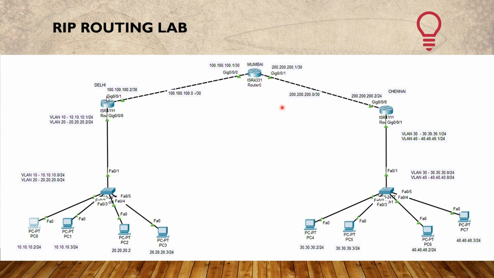And between Chennai and Mumbai we will be using 200.200.200.0/30. Then two usable IPs will come into the picture that will be used for WAN connectivity. And between Delhi and Mumbai we will be using 100.100.100.0/30. Here also we will get two usable IPs that we will use for that WAN connectivity.